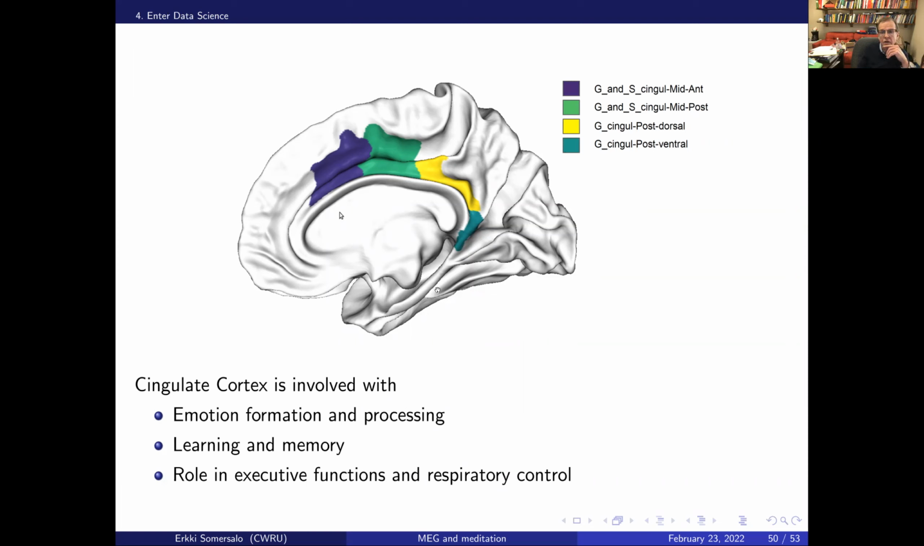So here is the cingulate cortex, which is deep down here in the brain. And what is cingulate cortex related to? We know that it is related to emotion formation and processing, learning and memory, and a role in executive function and respiratory control. Well, this respiratory control was great because that's exactly what the focused attention is. You are concentrating on respiration.